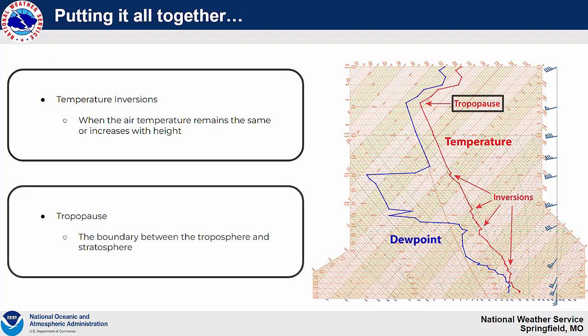Now we can also locate where the tropopause is, which is the boundary between the troposphere and the stratosphere, which is the second layer of the atmosphere. And in the stratosphere, temperatures typically increase with height. So you can notice this large temperature inversion, and that's how we can pinpoint where the tropopause is located.